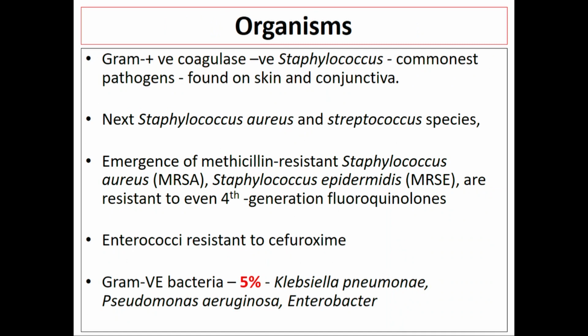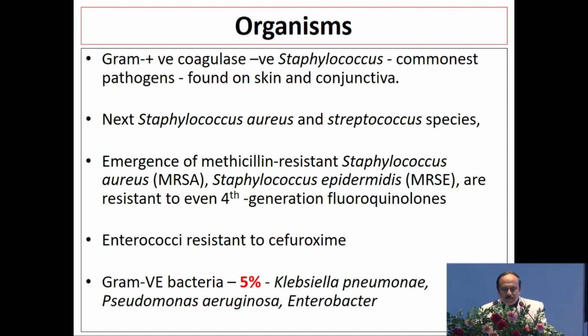Among organisms, it is found that coagulase-negative gram-positive staphylococcus is the commonest. Next is Staphylococcus aureus and streptococcus. Emergence of methicillin-resistant staphylococcus is a major problem now because they are resistant to even fourth generation fluoroquinolone. Enterococci show resistance to cefuroxime. Gram-negative bacteria account for 5% of cases, mostly Klebsiella and Pseudomonas.